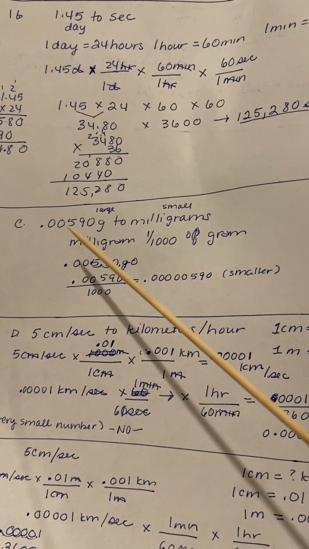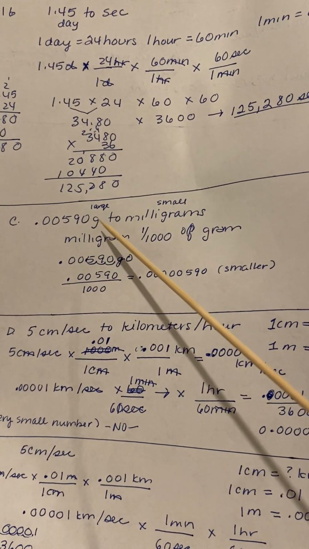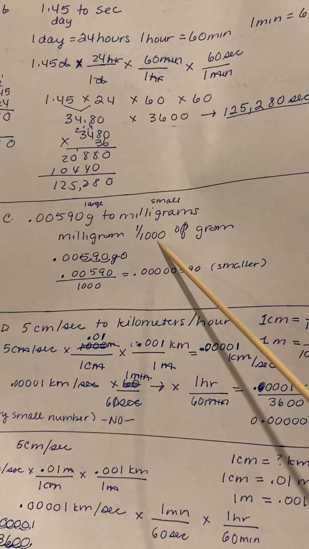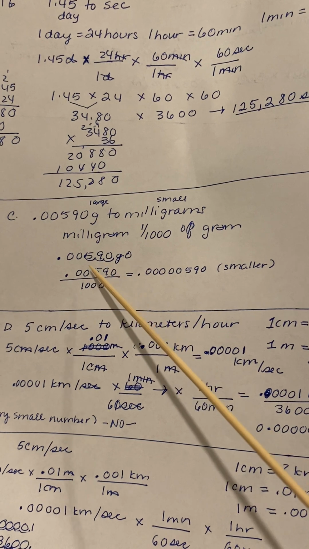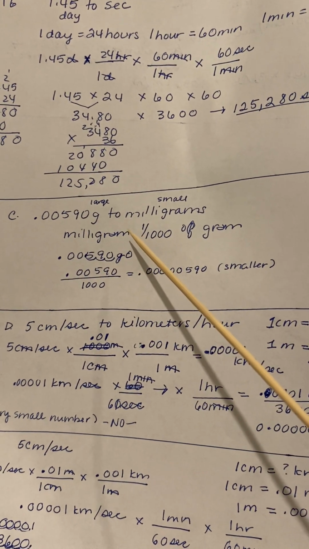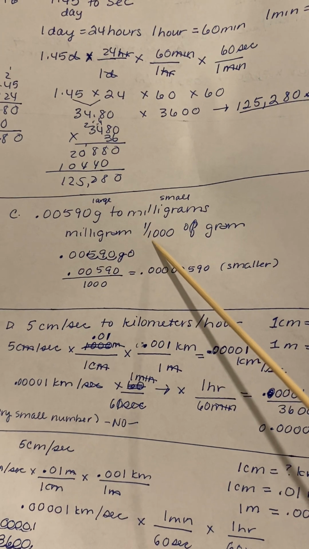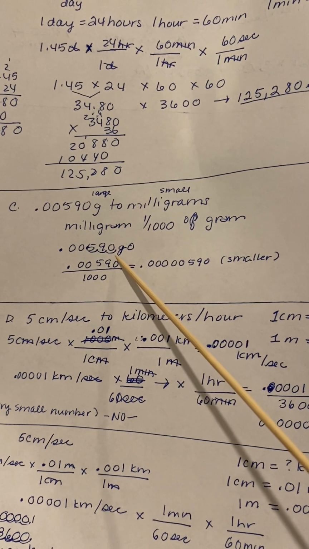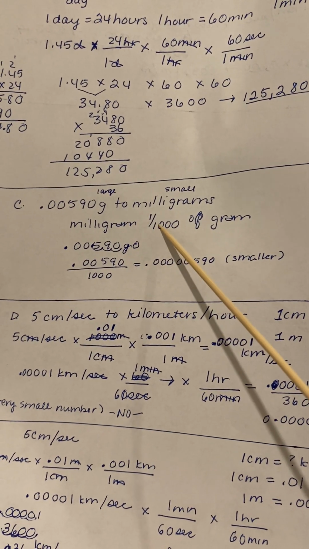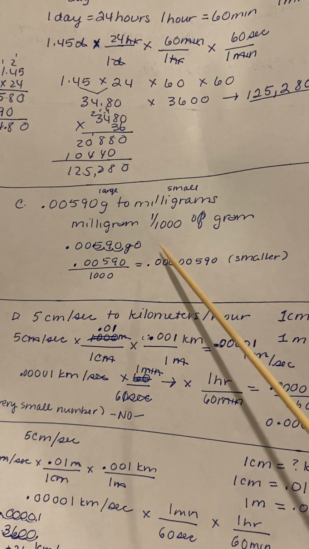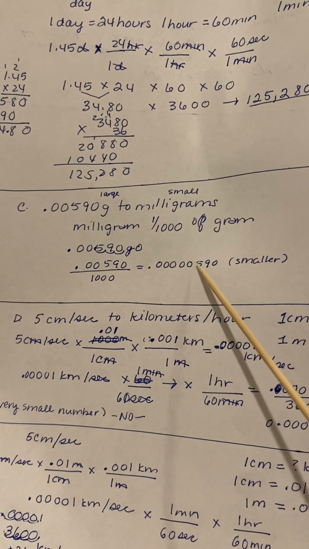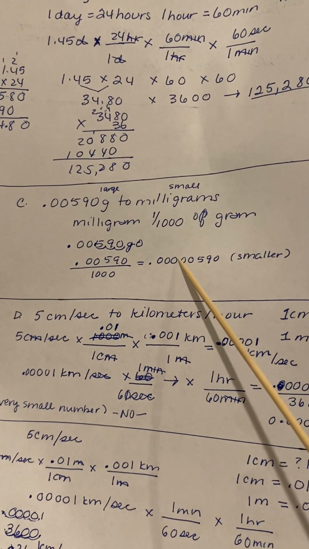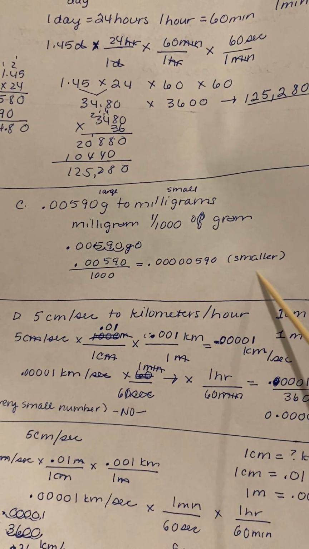So this one, you want to change 0.00590 grams to milligrams. And so we know that milligrams are small, they're 1,000th of a gram. So how do we do this? To change grams to milligrams, we're going to move the decimal over to make it smaller, basically move over 1, 2, 3 places. And so here's the number, multiplied by 1,000. We're going to move over 1, 2, 3 places. Okay.